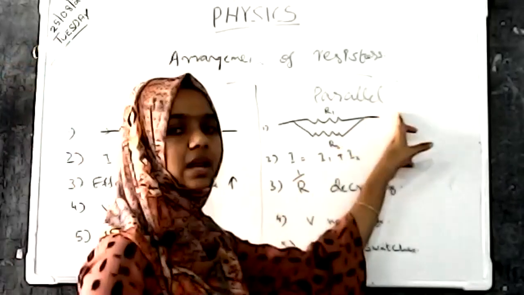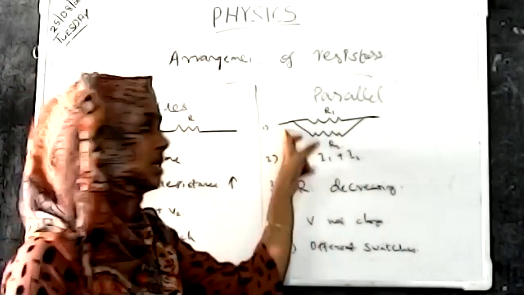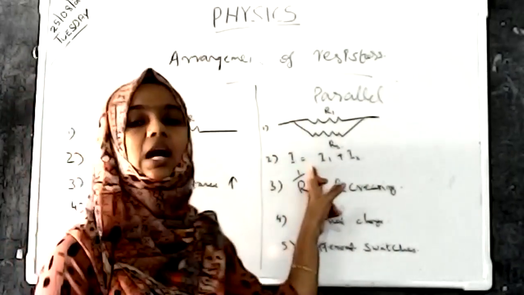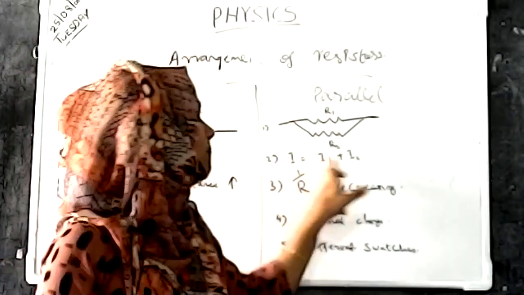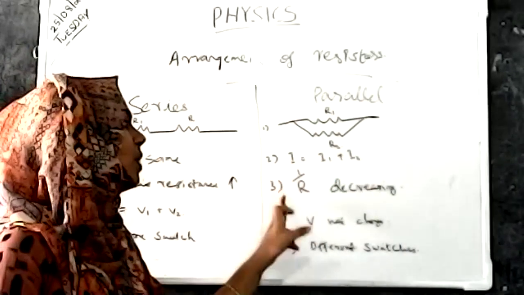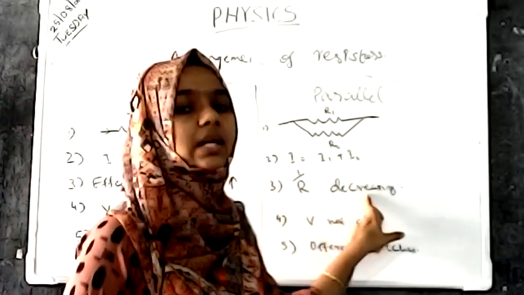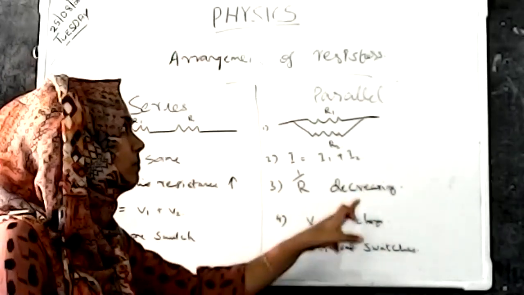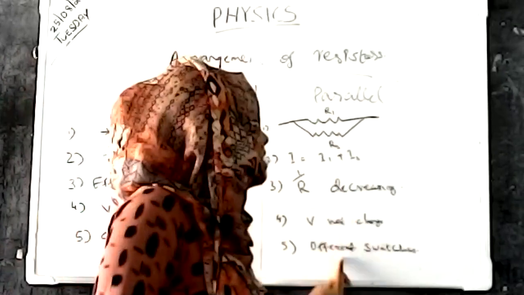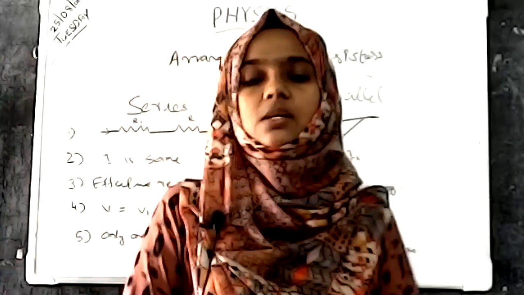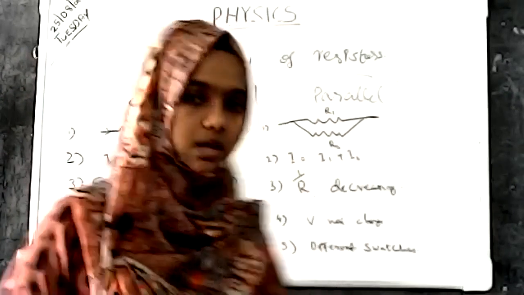But in parallel, the resistors are connected like branches, and the current is splitting, I1 plus I2, based on the number of resistors, and 1 by R is the sum of 1 by each resistance. The effective resistance is decreasing in the parallel connection, and V is not changing, and different switches are needed to work different resistors. Okay.